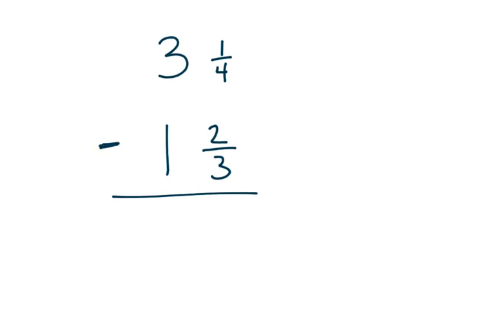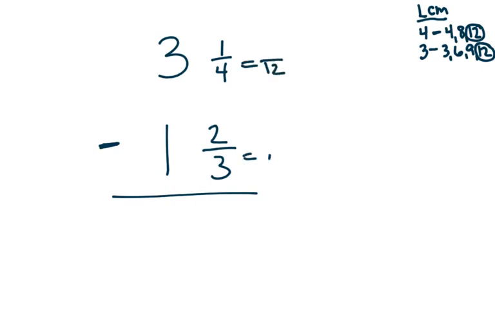Well, when we subtract, the beginning is the same. I still need to find a least common multiple so I can create a common denominator. I have 4 and 3 as my denominators, so those are the two that I want to check for the least common multiple in order to find a common denominator. So 4 times 1 is 4, 4 times 2 is 8, 4 times 3 is 12. 3 times 1 is 3, 3 times 2 is 6, 3 times 3 is 9, and 3 times 4 is 12. There we go. I have found a least common multiple and therefore can create a common denominator of 12.